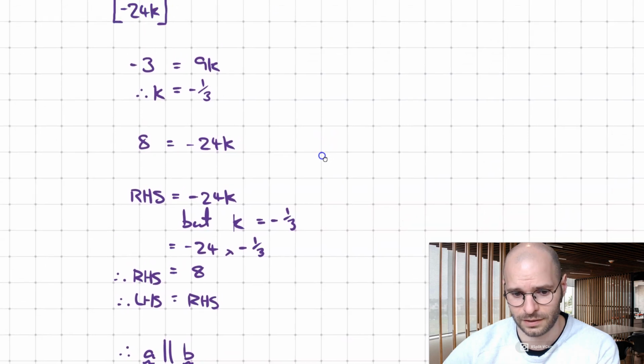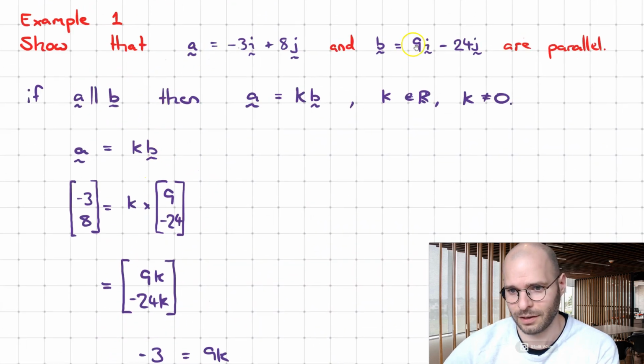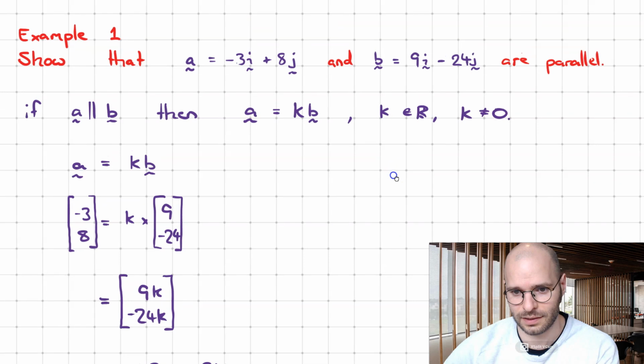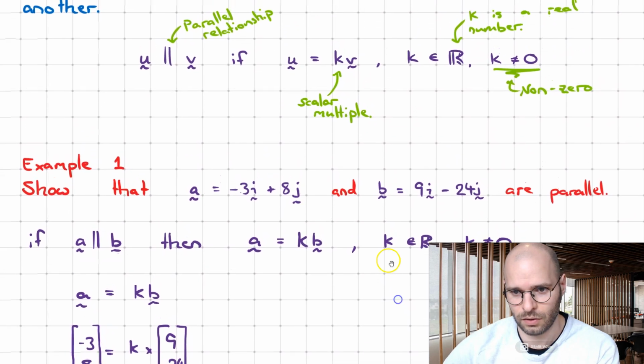So that's our first example. Show that vectors a and b are parallel. The way in which we do this is we use the parallel property up here, where the vectors are going to be scalar multiples of one another.